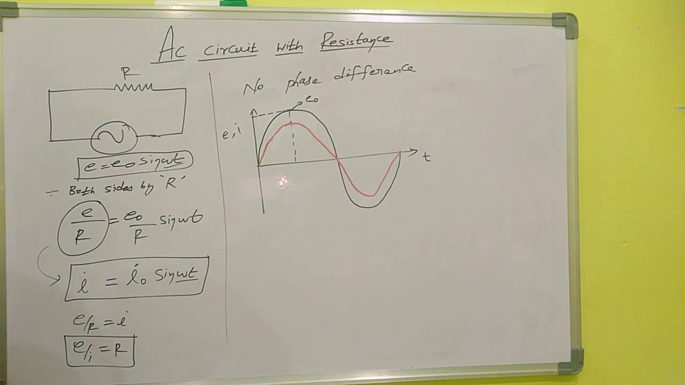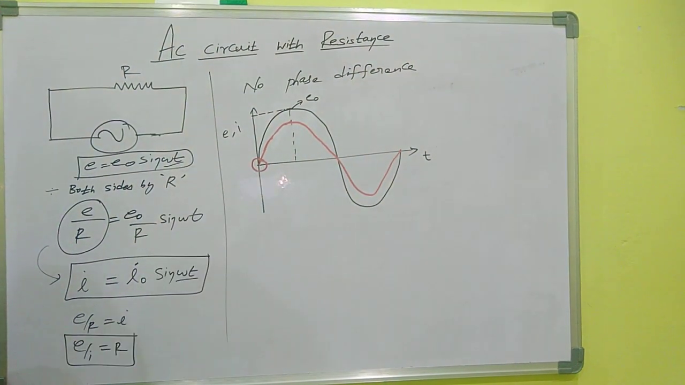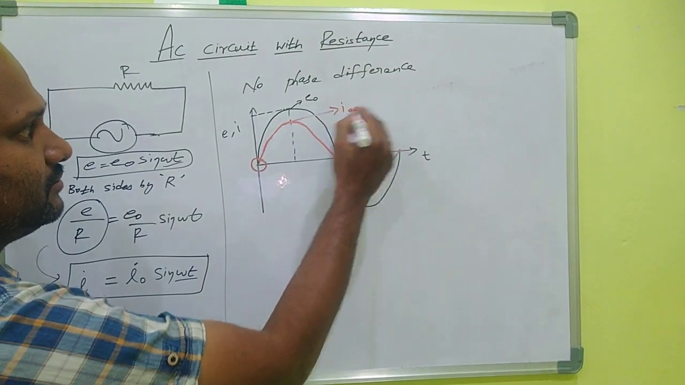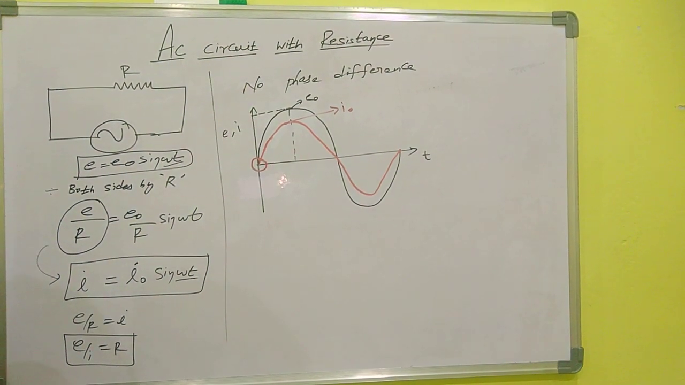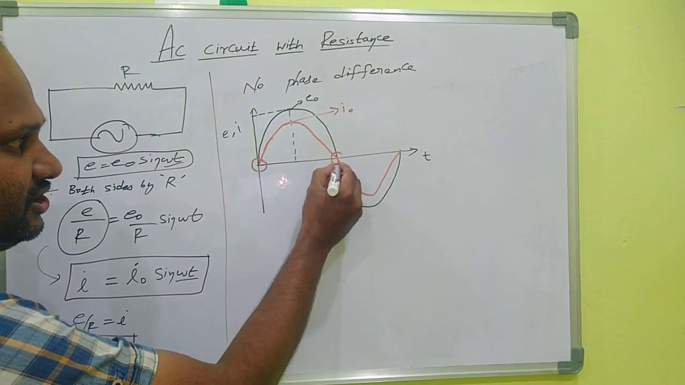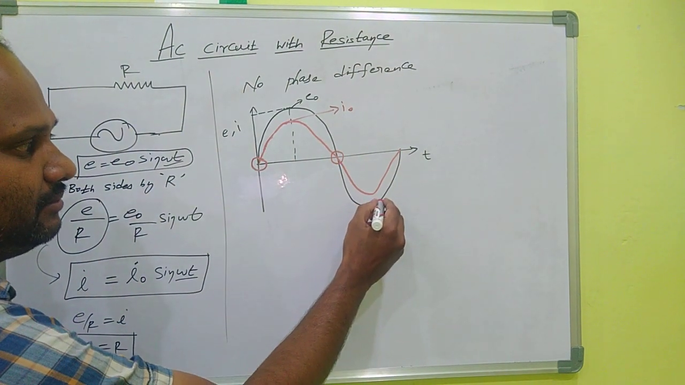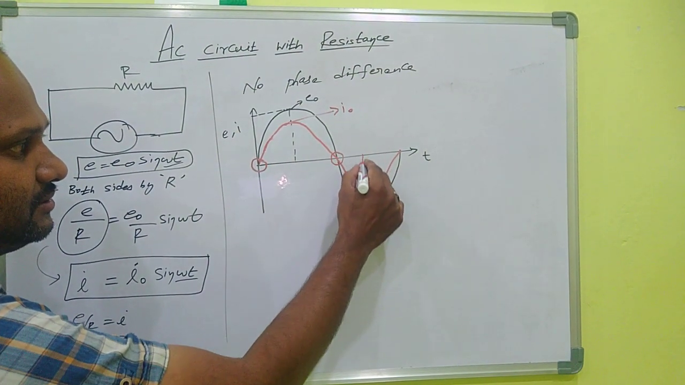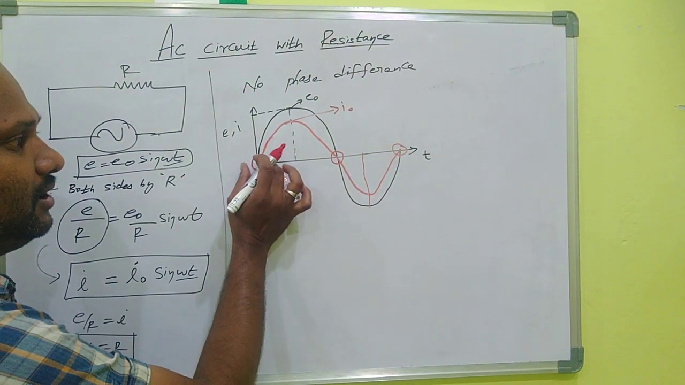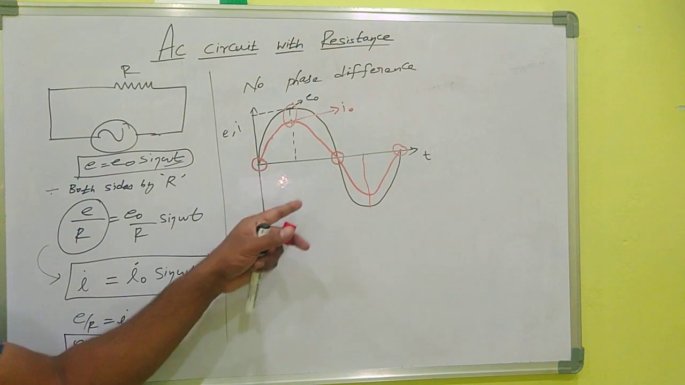Look at the wave diagram. Here they are starting in phase. That means E is 0, I is 0. E is maximum, I is also maximum. This is I naught. So both are maximum at the same time. So they are moving together. The next E is minimum, I is also minimum. The next E is negative maximum, I is also negative maximum at this point. And then both are zero. So at all the points they are in phase. That means they are moving together. There is no phase difference between them.